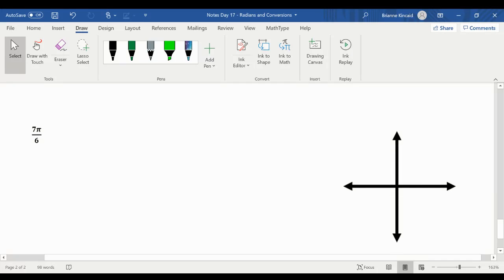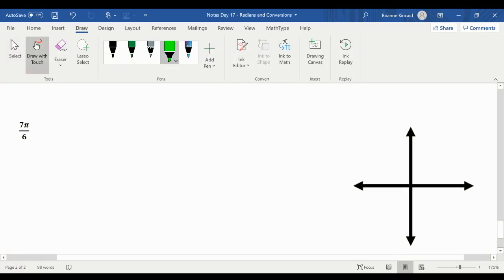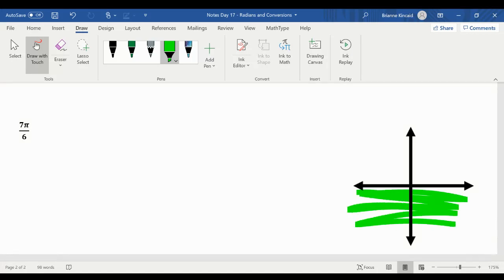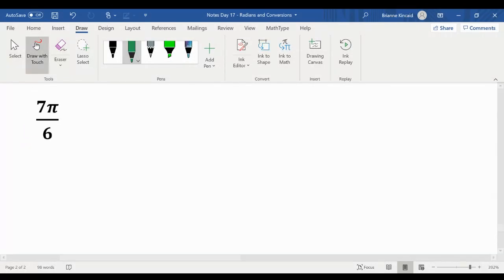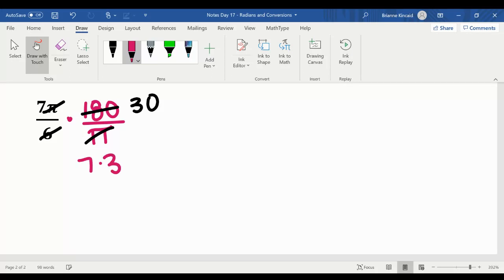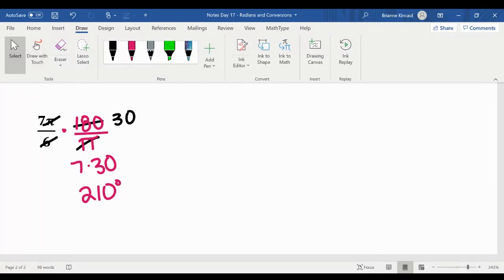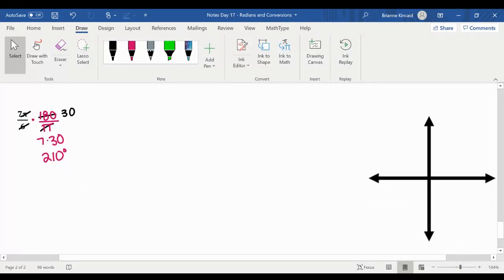For the second example, we have 7 pi over 6. 7 pi over 6 is more than pi, which means it's going to be down here in either the third or the fourth quadrant. It's just slightly bigger than pi, which means it's probably going to be in the third quadrant. So I start by converting. Multiply by 180 over pi. Just like before, the pi should cancel right away. 6 goes into 180 30 times. So you have 7 times 30, or 210 degrees, which makes sense because, like we said, it was going to be slightly past pi or slightly past 180.